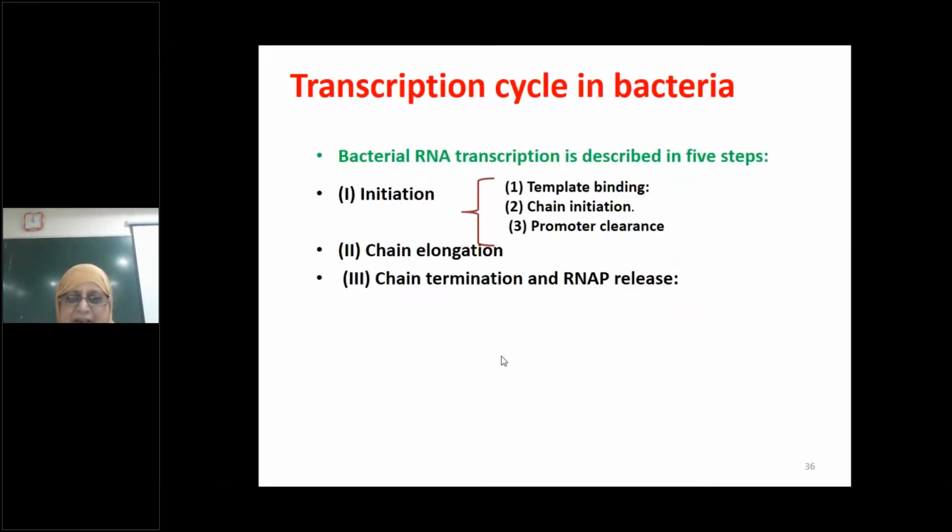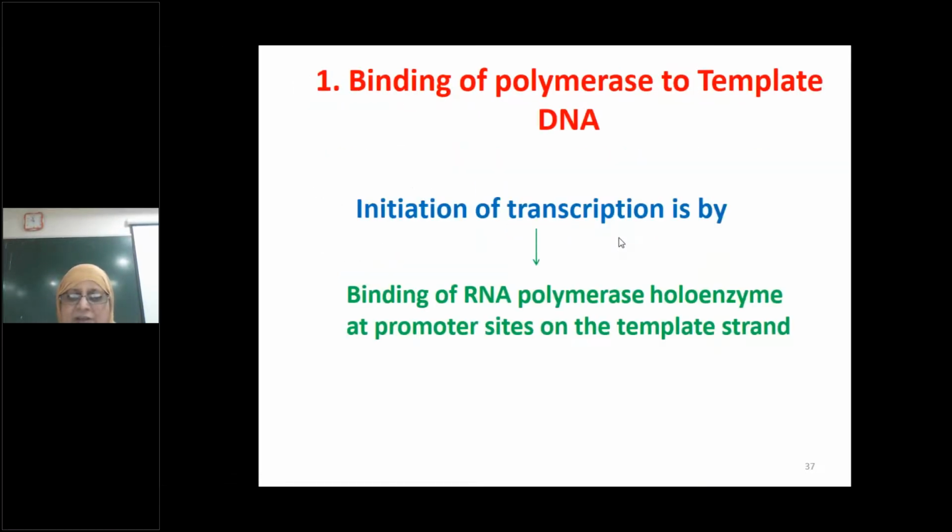Now we said that transcription takes place in 3 phases: initiation, chain elongation, and chain termination. Initiation again we can divide into template binding, chain initiation, and promoter clearance. So remember: template binding, chain initiation, and promoter clearance. The binding of the polymerase to the template DNA is the first step, template binding. So initiation of transcription is by binding of the RNA polymerase holoenzyme at the promoter sites on the template strand.